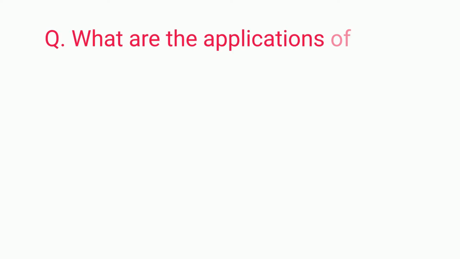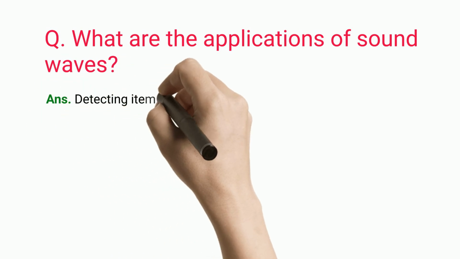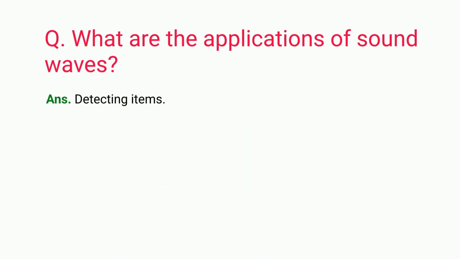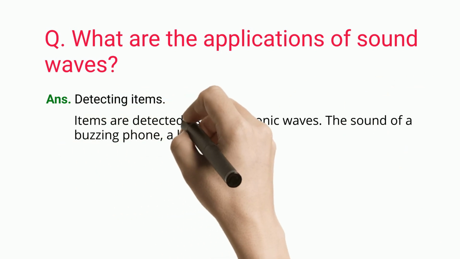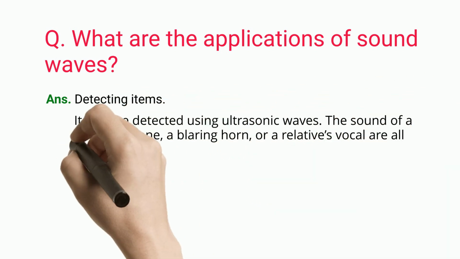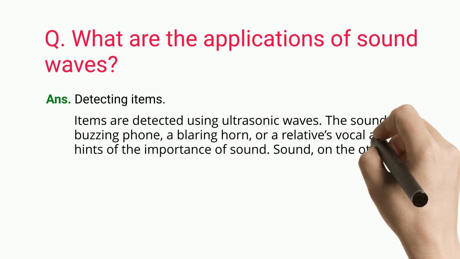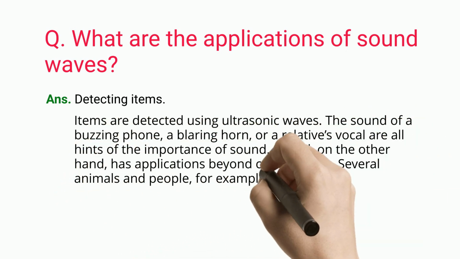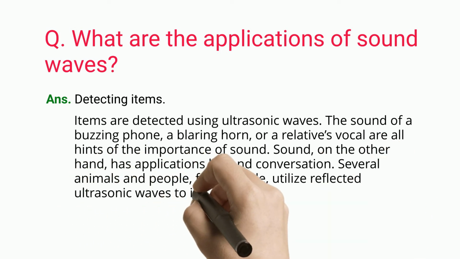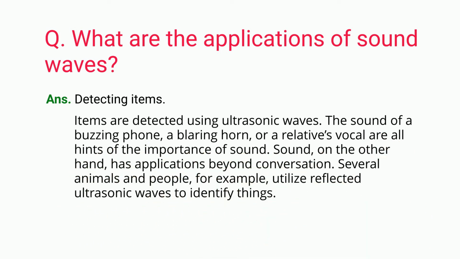Q. What are the applications of sound waves? ANS. Detecting items. Items are detected using ultrasonic waves. The sound of a buzzing phone, a blaring horn, or a relative's voice are all hints of the importance of sound. Sound, on the other hand, has applications beyond conversation. Several animals and people, for example, utilize reflected ultrasonic waves to identify things.